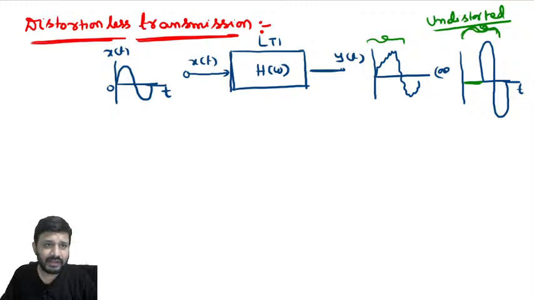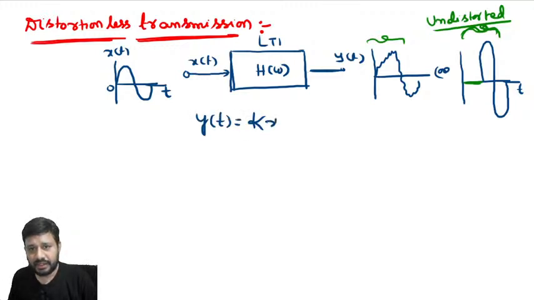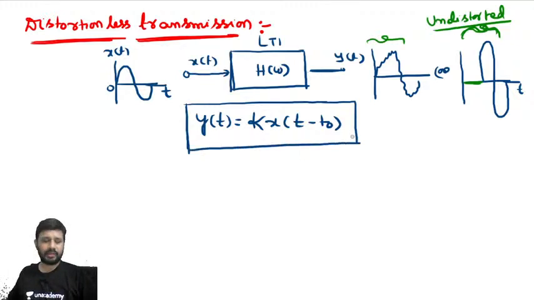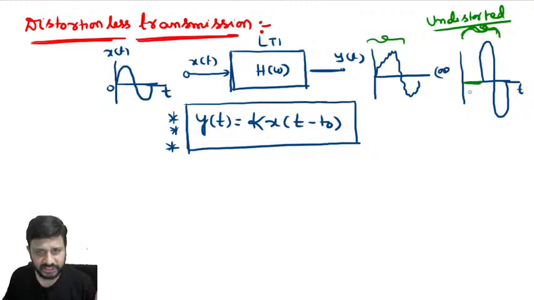Now if the second one is the undistorted version of the input signal, can I give the input output relationship of a distortionless transmission like this? y of t is equal to k into x of t minus t naught, where we have delay and amplitude scaling, both are allowed. This is the input output relationship of a distortionless transmission. Delay and amplitude scaling are allowed because they won't affect the signal shape.